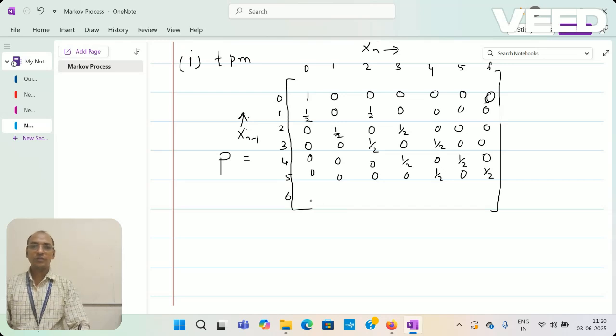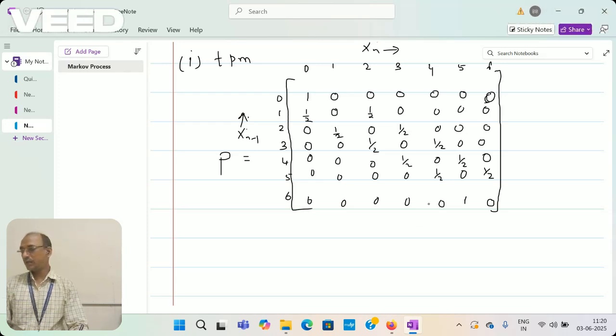Now suppose he is having 6 rupees, this is 0, this is 0, this is 0, this is 0. He cannot lose 2 rupees at a time and reach 4, so this would be 0. But only one possibility, 6 means he cannot stop the play. And so what will happen? Only one chance is there. He has to lose 1 rupee, and that is here. So this is our TPM. Okay.